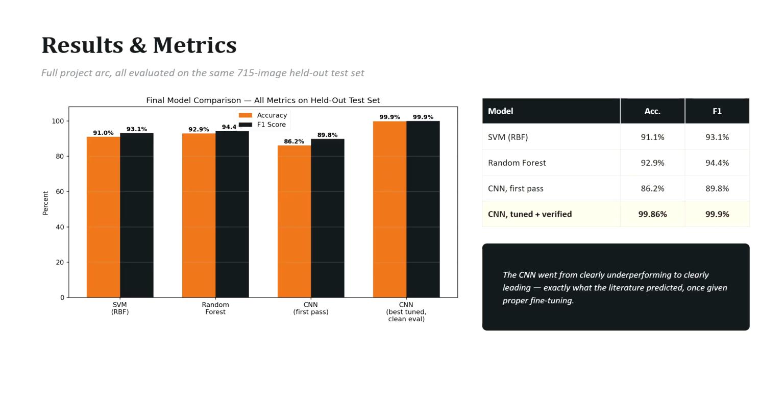So coming to the results and metrics, here is the full picture across the whole project. My simpler models both landed around 91 to 93%. My deep learning model started out worse at about 86%, which is because it was barely trained, but after proper tuning, it jumped to nearly 100%, and that number held up even after I removed the duplicate images. That's the pattern other researchers found before me. So deep learning wins, but only once you actually train it properly.